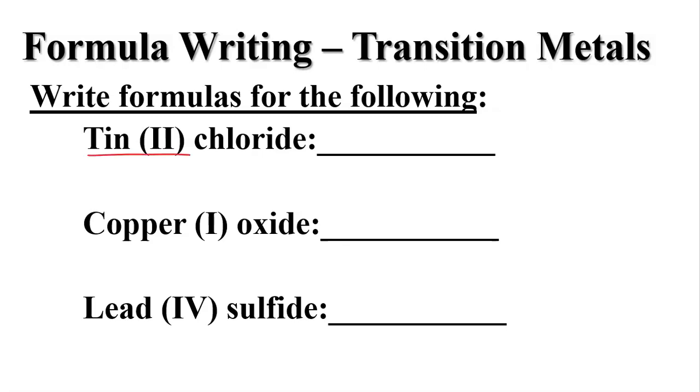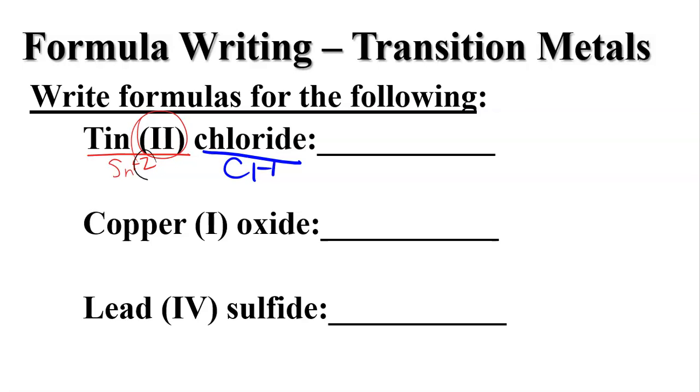All right, let's do some more examples. So now we have tin 2 chloride. We're going to write our cation in red and our anion in blue. Tin has a symbol of Sn. Chlorine has a symbol of Cl. Tin has its charge given to it, so tin plus 2, and chlorine has a charge of -1.